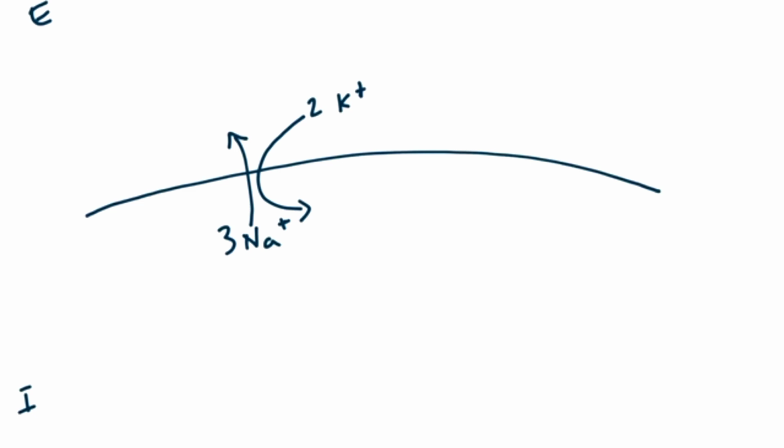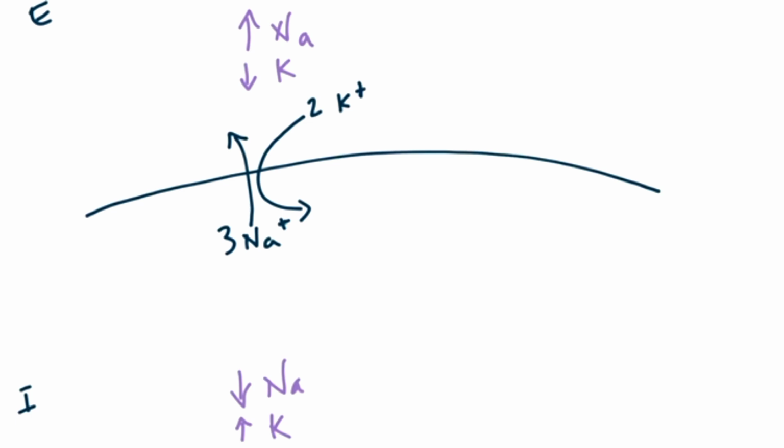In other words, it actively pumps sodium into the extracellular space, so the extracellular concentration of sodium is high, so high sodium, and the intracellular concentration of sodium is low. It also results in a high concentration of potassium in the intracellular space and a low concentration of potassium in the extracellular space.